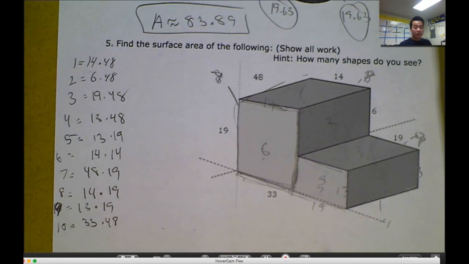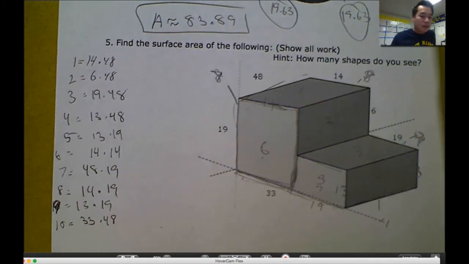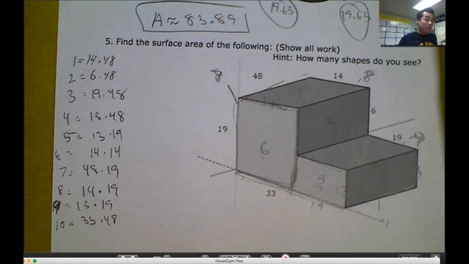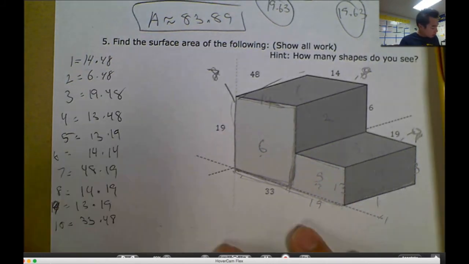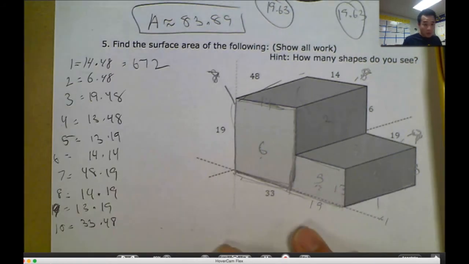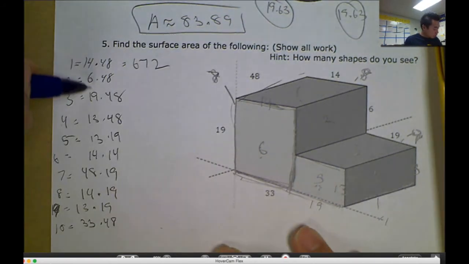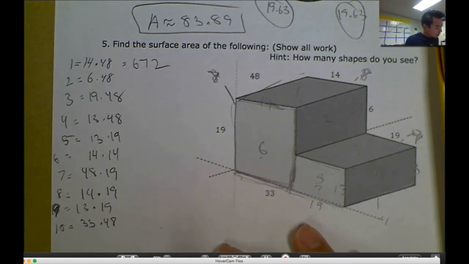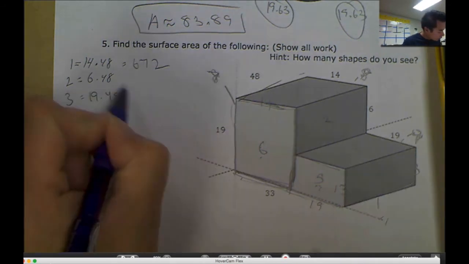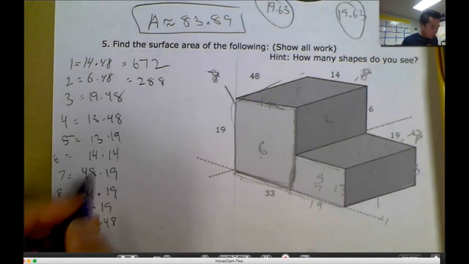Oof, that's a lot of faces. But this is a composite staircase, right? So we're going to have to find each surface, and then we're going to add it up. So I'm going to jump right in. 14 times 48. Okay, that's going to be 672. Before I move on, I'm going to scan my list. Any more 14 times 48? Okay. Nope. Next, 6 times 48. That's going to be 288.